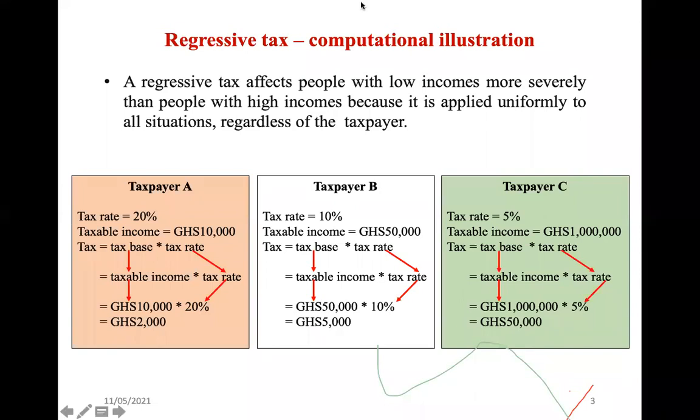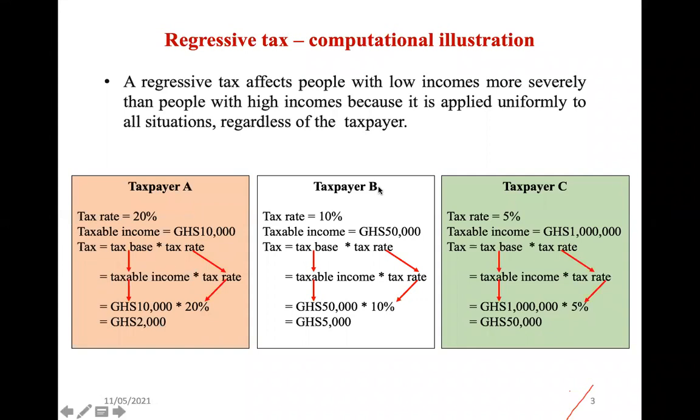Now, we can see that taxpayer A earns an income of 10,000 and his tax rate is 20%. And so if you multiply his income of 10,000 by the tax rate of 20%, he pays a tax of 2,000.